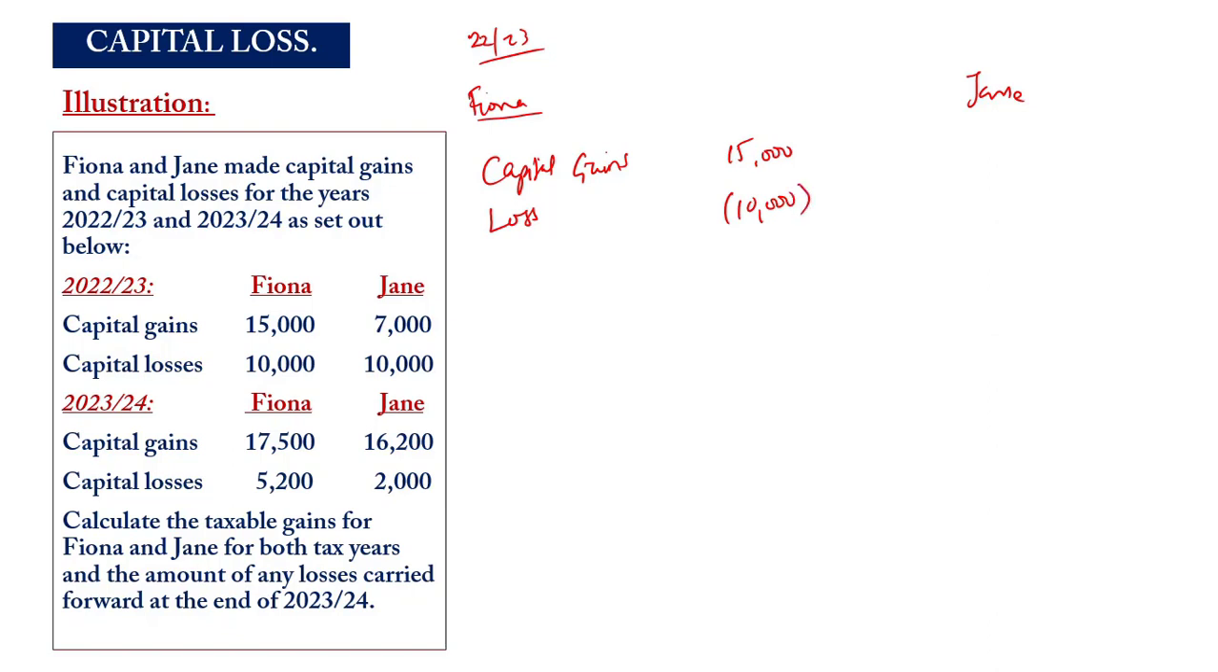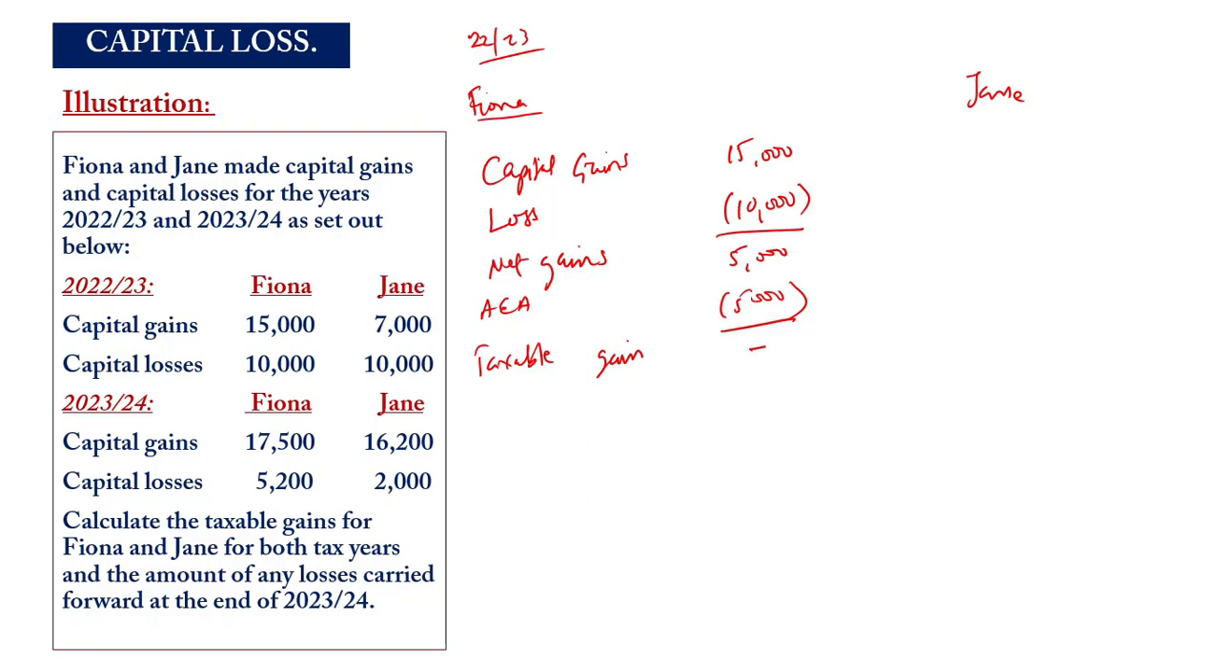Because it is within the same year and there is a loss, you realize that the loss will be charged first. So now the net gain is £5,000. Then we charge the annual exempt allowance of £5,000. So you realize that we have wasted an annual exempt of £1,000. So the taxable gain for this year for Fiona is nil. There wouldn't be any tax on Fiona.